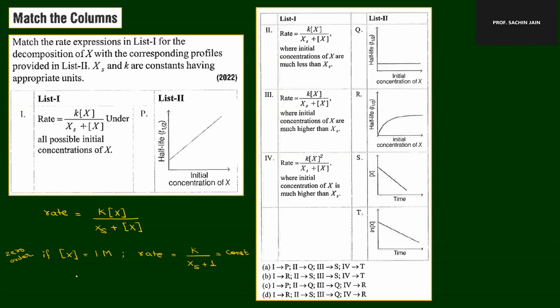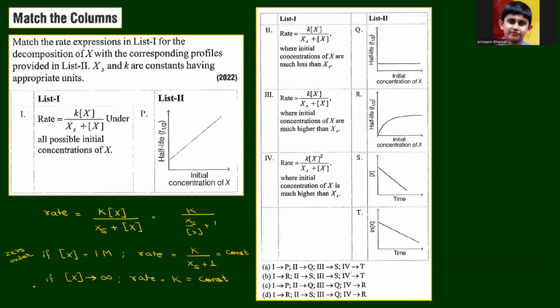Now from 1 till infinity, if X is tending to infinity, the rate will be equal to K. Divide by X, so X_S upon X plus 1 will come. When X tends to infinity, X_S by X will tend to 0, so the rate will become equal to K, again a constant. This clearly confirms that this particular rate law is following zero order kinetics.